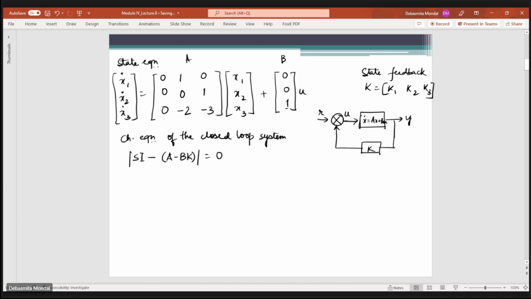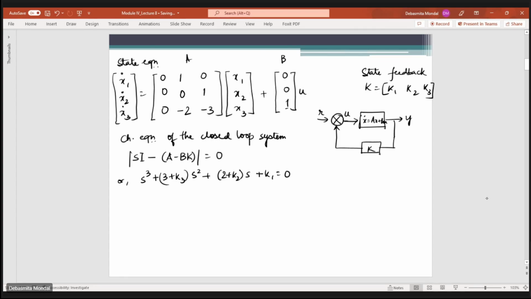Now simply substituting the values of A, B and K, where K we have selected as K1, K2 and K3, this equation will come as s cube plus (3 plus K3) into s square plus (2 plus K2) into s plus K1 is equal to 0. So this is the characteristic equation of the system.